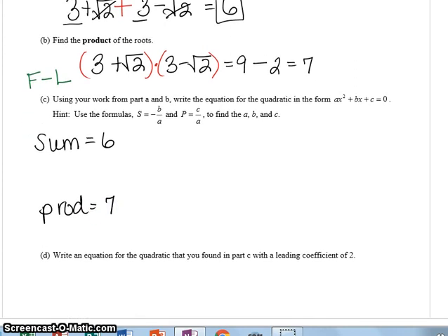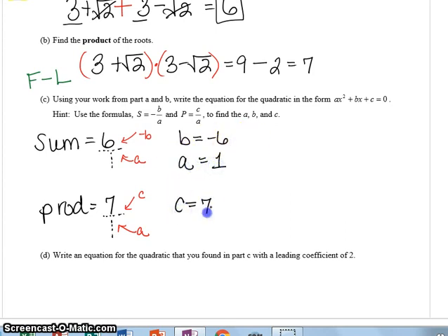All right, part C is exactly like the other part C that we just did in the previous example. So remember, put these over your imaginary ones. And this is signifying that this is the opposite of B, and that is A. This is C, and that is A. So if the opposite of B is 6, then B has to be -6. And this is telling us that A is 1 and C is 7. Okay, so write the equation for the quadratic. It's going to be x squared minus 6x plus 7 equals 0.